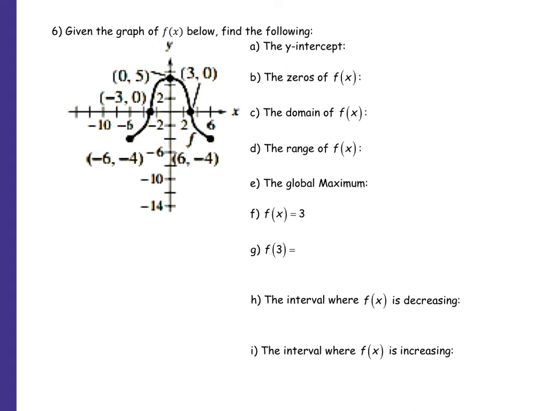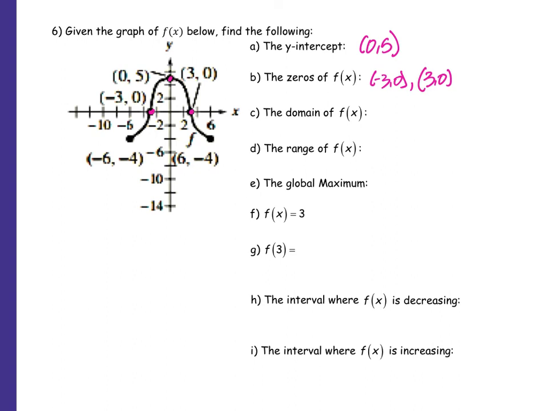See how we're doing on time, you guys. Oh, 12:50. Okay, we have 5 minutes left. So I'm going to go through this problem kind of fast. I'm sorry. If you have questions, just ask. So my y-intercept is marked right here, (0, 5). My zeros are my x-intercepts, and I have 2 of them, (-3, 0) and (3, 0).